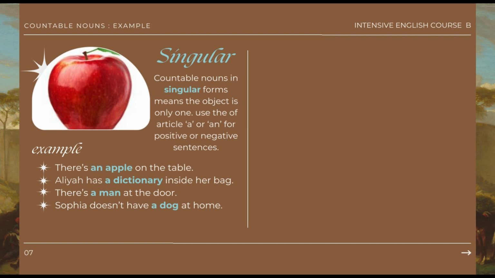And the last, Sophia doesn't have a dog at home. From the sentence, we know that the dog is the object. And can we count it? Yes, she doesn't have a dog at home. And remember, as I said, the singular forms of the countable nouns usually used or start with the article a or an, whether in positive or negative sentences.